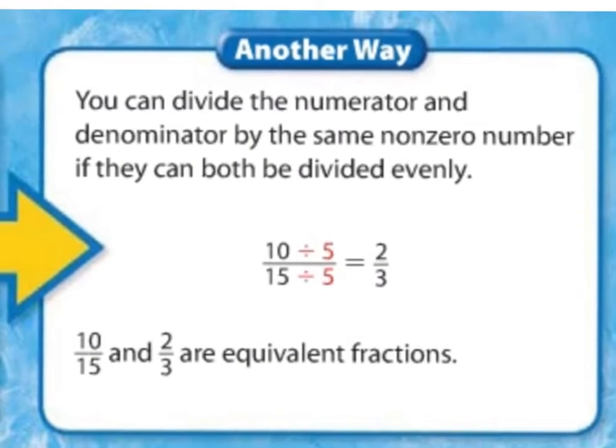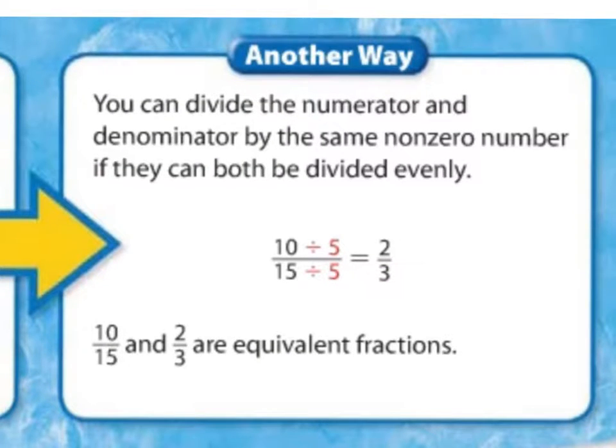Well, there is another way. You can also divide the numerator and denominator by the same non-zero number. If, this is a big if, we're going to find out about this, if they can both be divided evenly. So we're asking ourselves, what can you divide both 10 and 15 by?